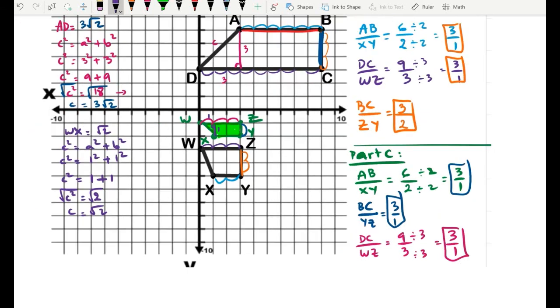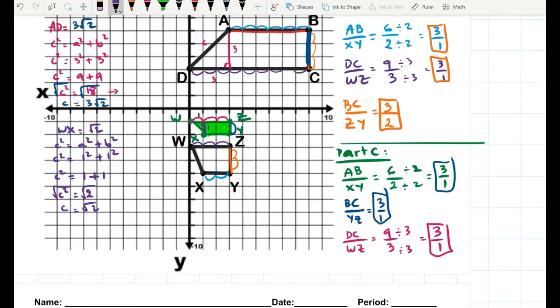Now we're going to go back here. AD over WX. AD is 3 square root of 2. WX is square root of 2. So we can cancel out the square root of 2, and that will give you 3 over 1. So it still follows the same scale factor.